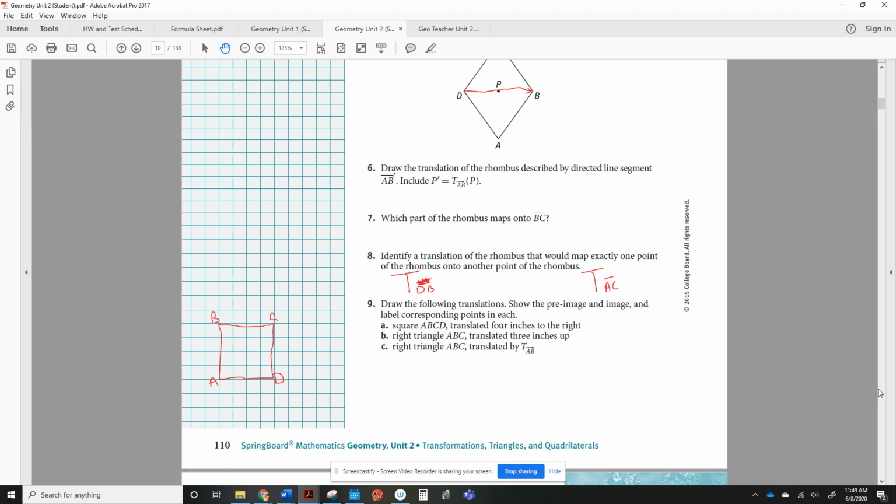Again, 3 inches up. I don't want to do that one because I don't have a ruler. But if each one of these little marks represented an inch, that would work. Let's say that each one of these is an inch. This is equal to 1 inch. Okay, then I translated it 4 inches to the right. So 1, 2, 3, 4. There's the new D. 1, 2, 3, 4. There's the new A. There's the new C. And there's the new B. So that's what it would look like.